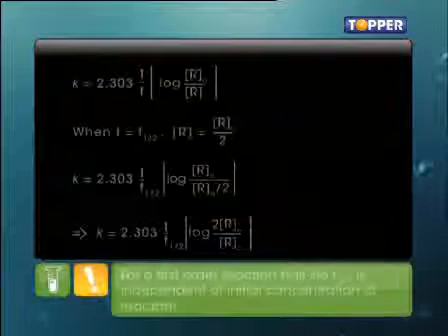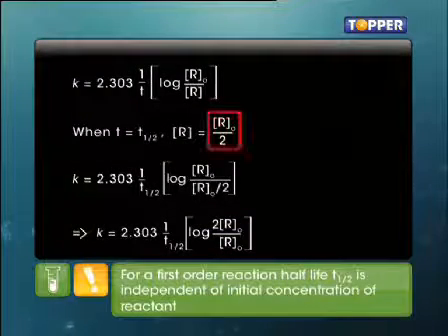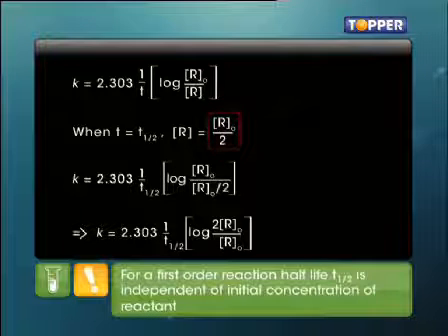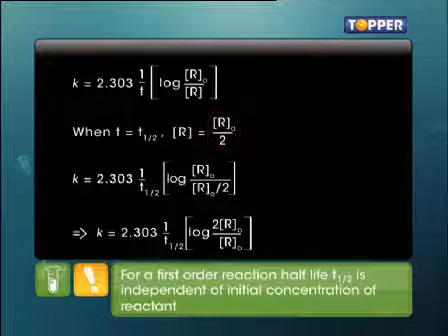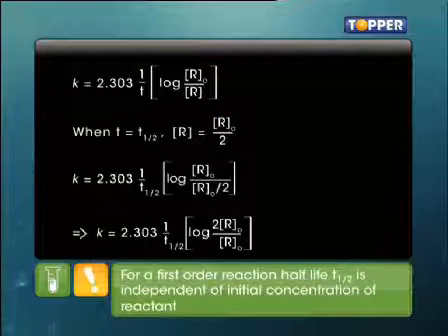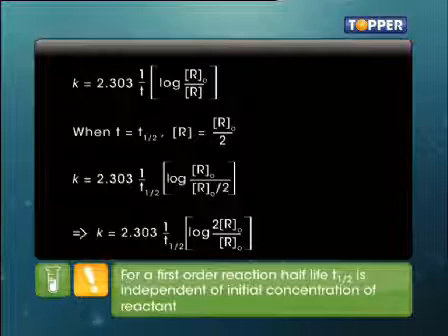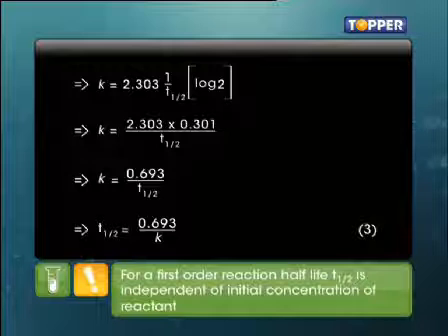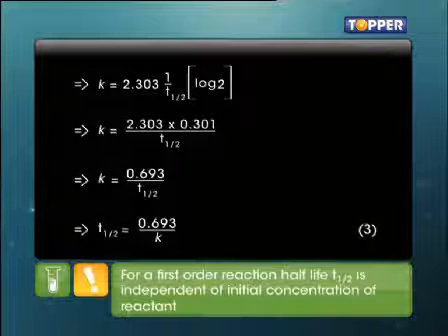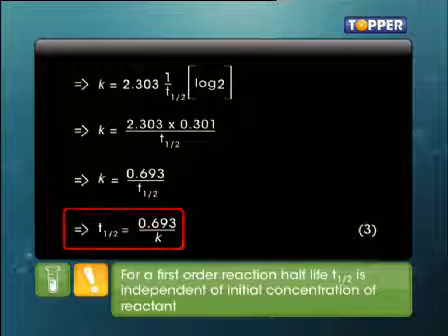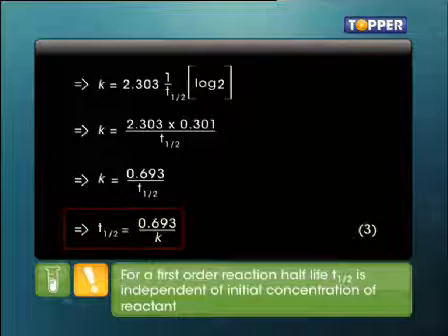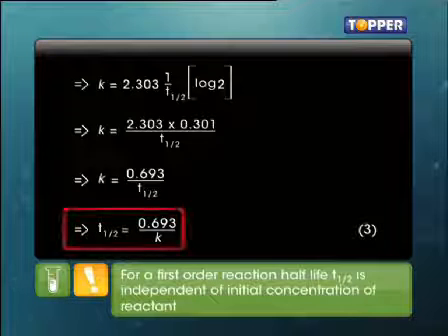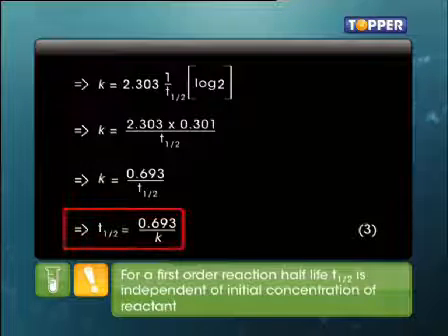I am sure you can now confidently derive the half-life for a first-order reaction. It is obtained by denoting the concentration of reactant as half of its initial concentration. This gives us equation 3 as the half-life of a first-order reaction. Note that t half is independent of the concentration of reactant.